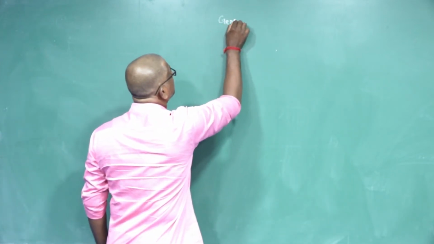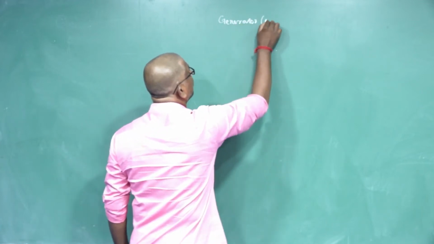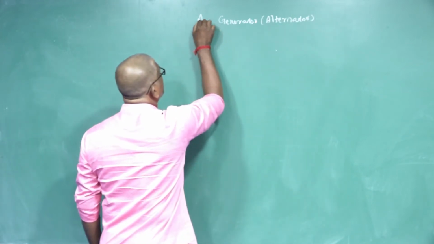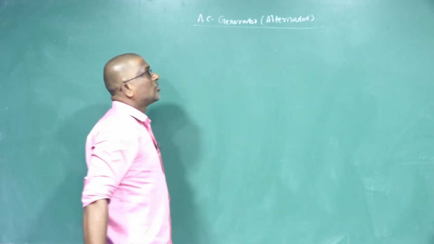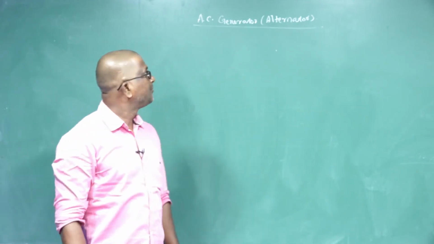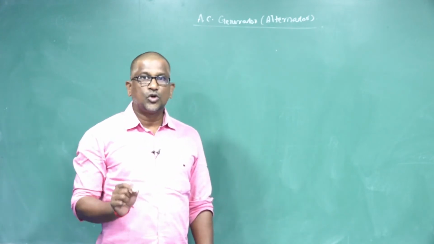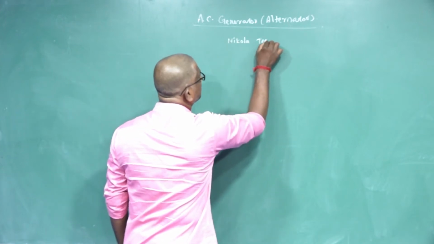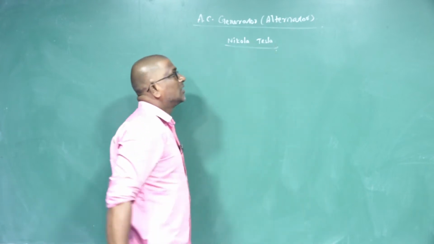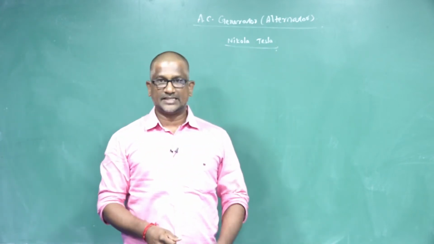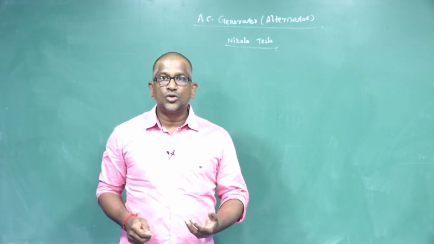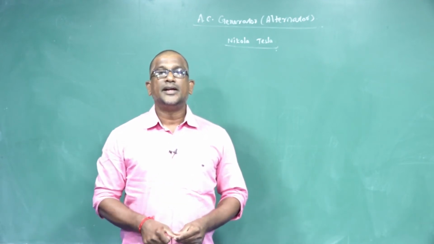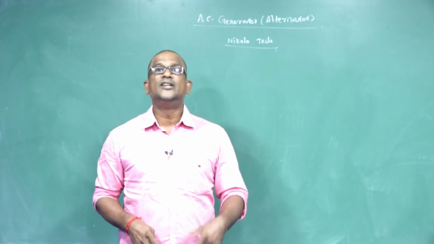Generator, or alternator, or otherwise called dynamo, was first devised by Nikola Tesla. It is one of the electrical devices, and also one of the energy conversion devices, because it is used to convert mechanical energy into electrical energy.